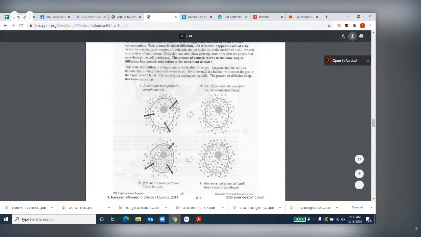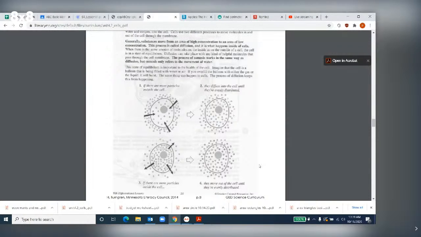So in this case here, there are more particles inside the cell. So what happens? They have to move to the outside of the cell. That's what we want, equilibrium. That's when basically the particles are distributed equally.